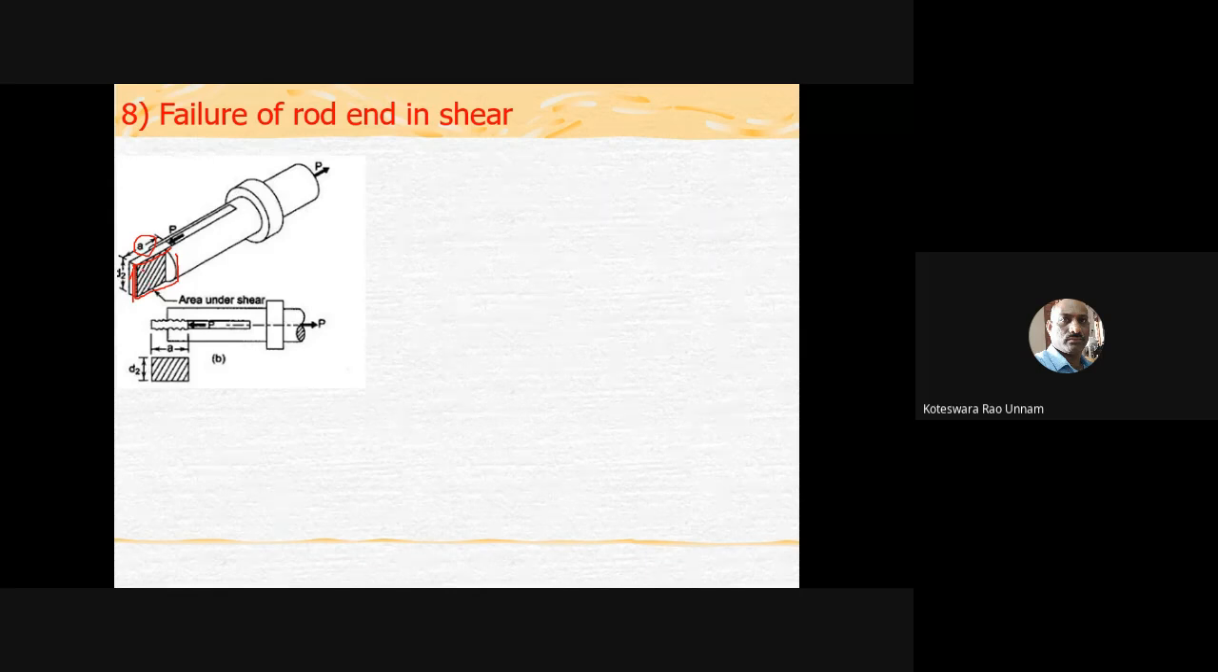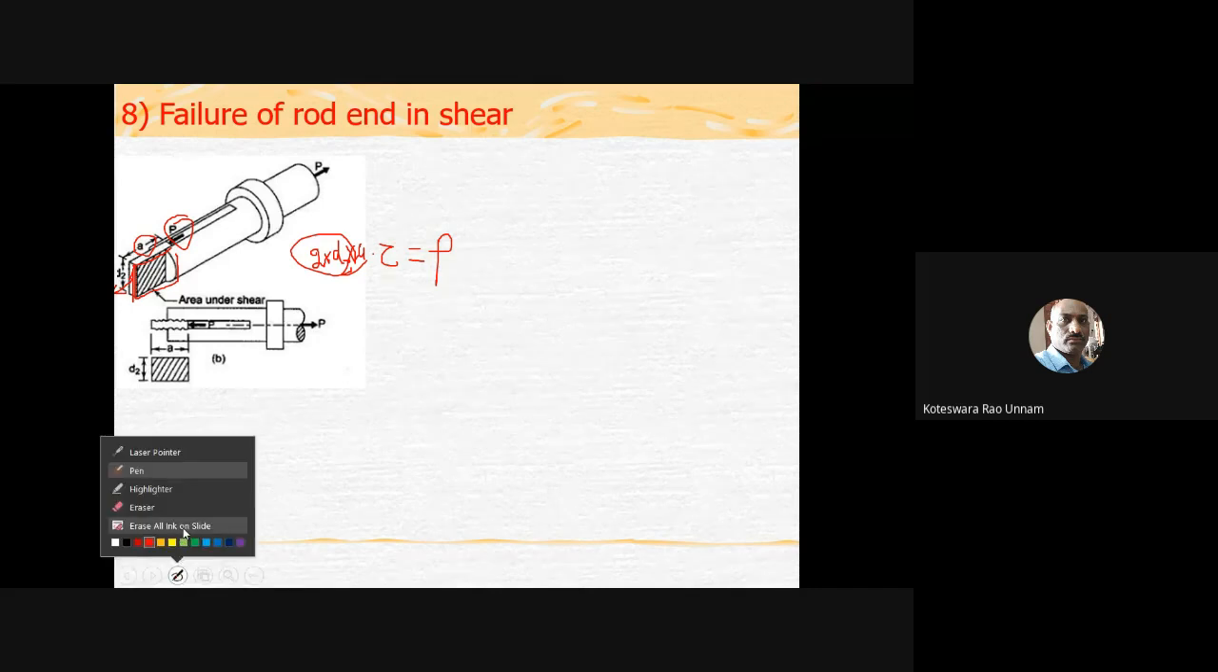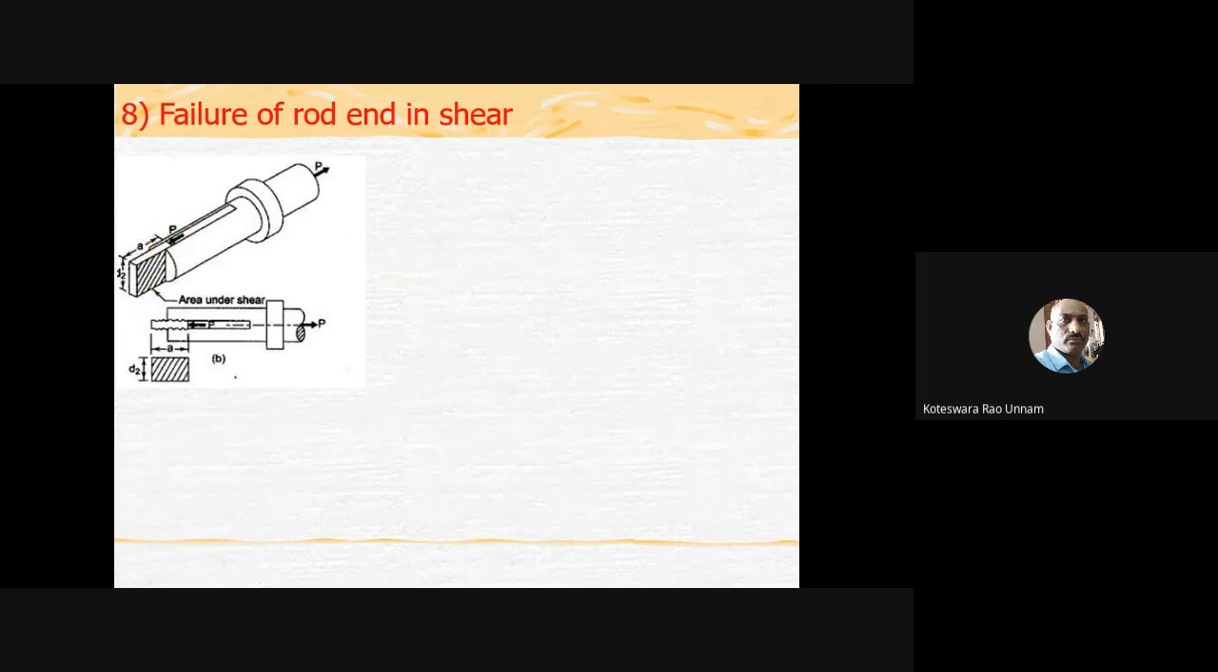Since it is in double shear, our area is going to be 2 times the shearing area, that is 2 into D2 into A. That shear area multiplied by the allowable shear stress tau will give you the shearing strength of this rod end, and you need to equate that to the applied load. The applied load here also is P. From that we can calculate the value, which is the portion that should be there beyond the cutter in this spigot end.